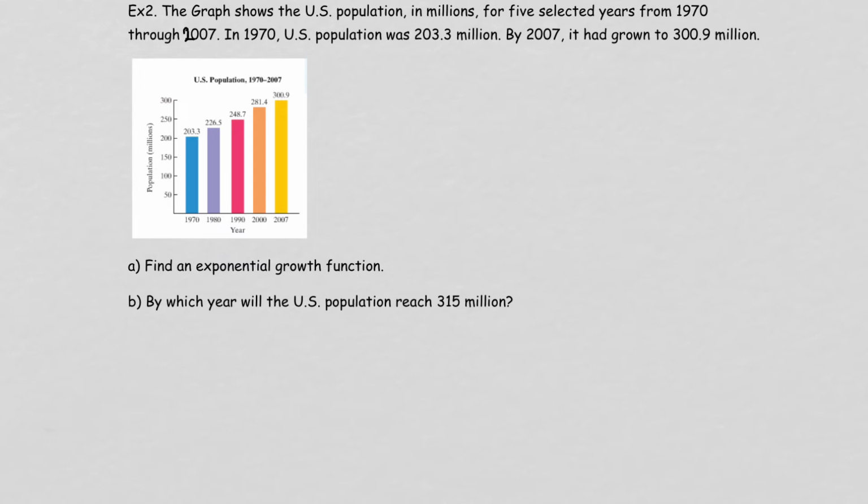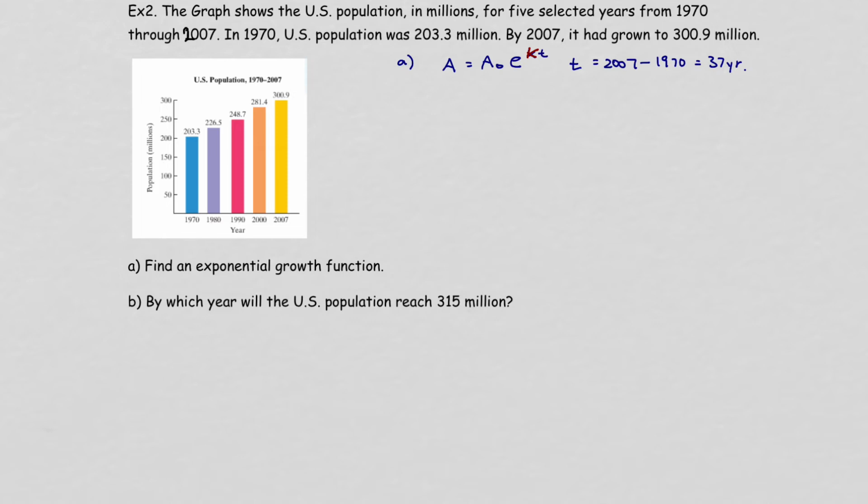So let's see how we're going to do that. Remember the format of the function, right? So you have A equals A sub 0 times e to the kt exponent. So of course in the beginning we want to find the rate, this k. In order to do that, we need to find the t. T is going to be from 1970 through 2007. So when you subtract that, it will be 37 years.